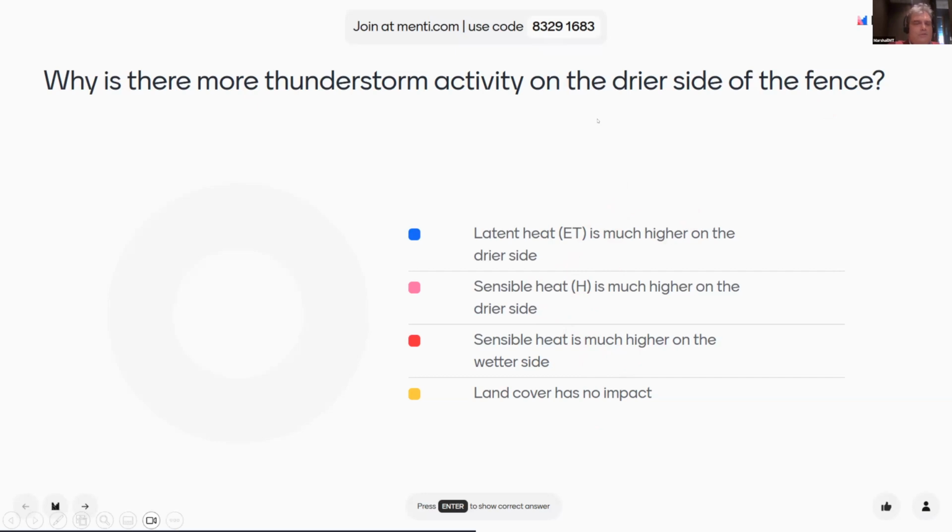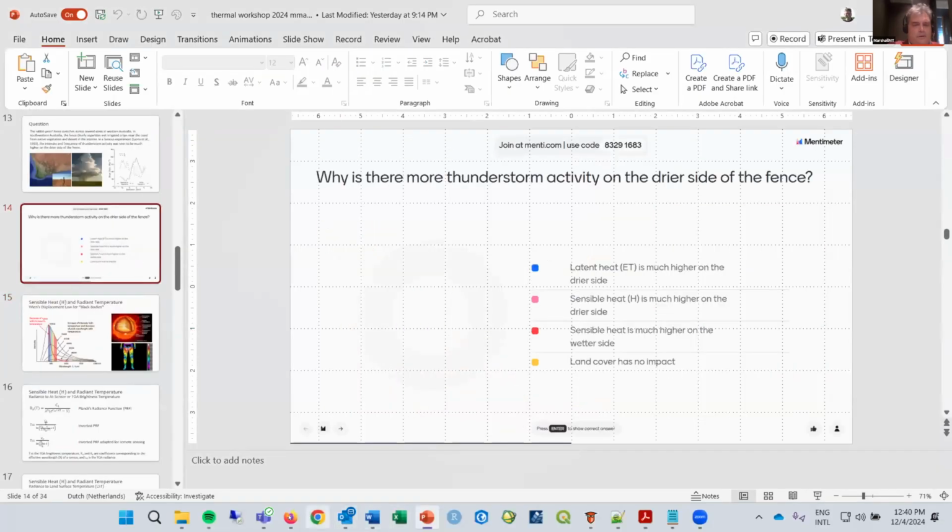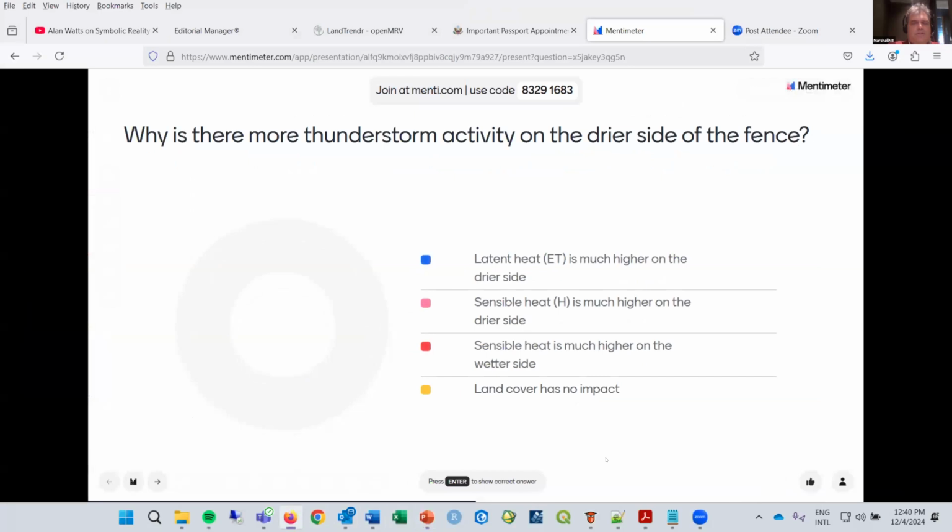So let's see if I can do this. Yes. So you can see the code here again, 83291683. And if you can just enter your response, then we should see in almost near real time your answers.